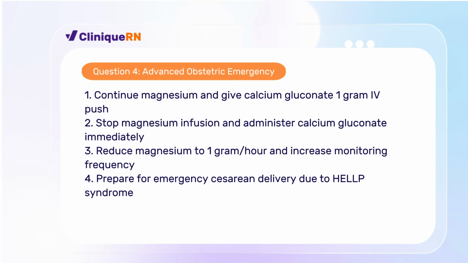1. Continue magnesium and give calcium gluconate 1 gram IV push. 2. Stop magnesium infusion and administer calcium gluconate immediately. 3. Reduce magnesium to 1 gram per hour and increase monitoring frequency. 4. Prepare for emergency cesarean delivery due to HELLP syndrome.